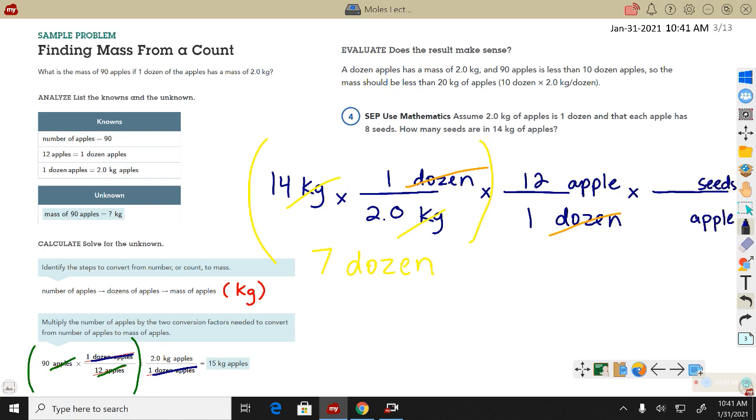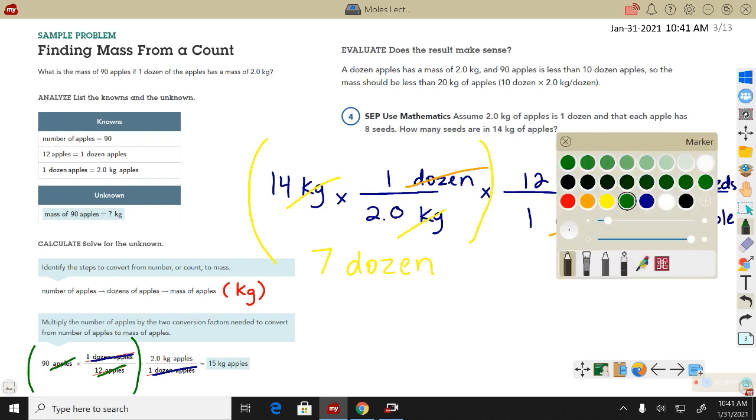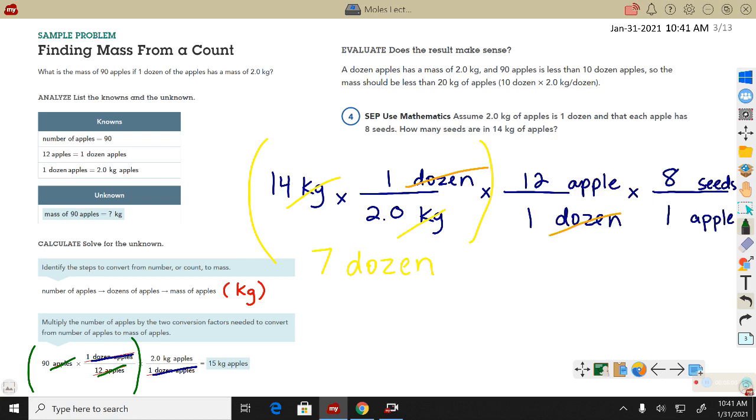Yikes. So what does it tell me? That every 1 apple has 8 seeds. Check this out. Dimensional analysis is what we call this. The apple cancels. The only unit that I have left is the one that I want: number of seeds.